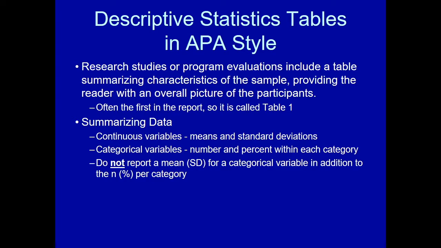In order to summarize data, you want to remember that any continuous variable will be reported with a mean and standard deviation. Any categorical variable, like nominal or ordinal variables, will be reported with a number and percent within each category of that variable. So you want to remember to not report a mean and standard deviation for a categorical variable. Even if it's produced in SPSS, you want to know that that's not a meaningful descriptive of the data you're showing in that table.